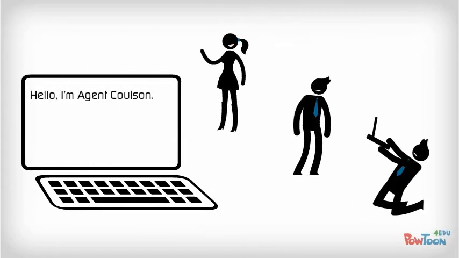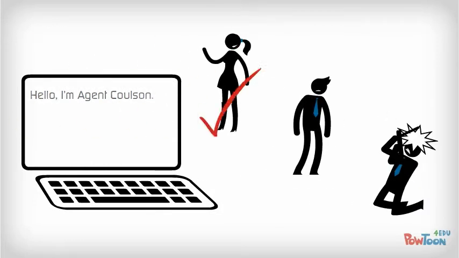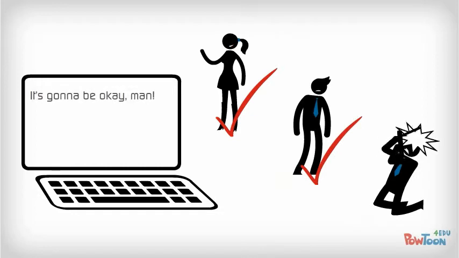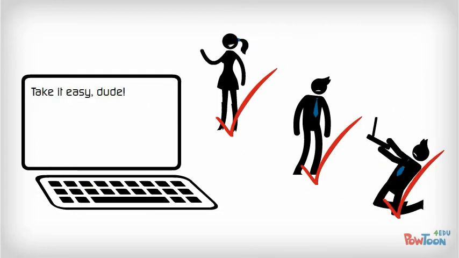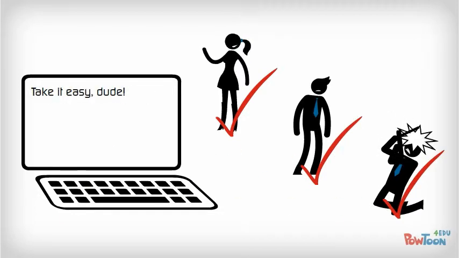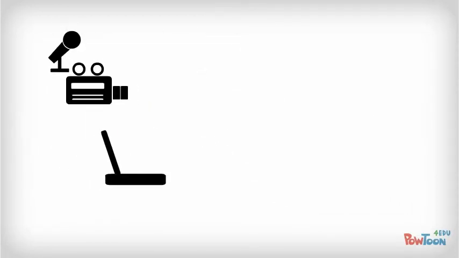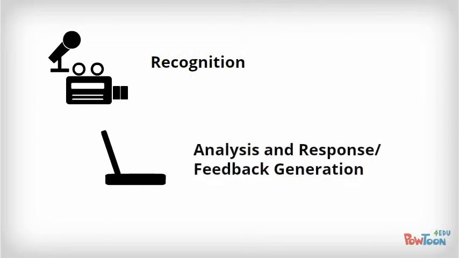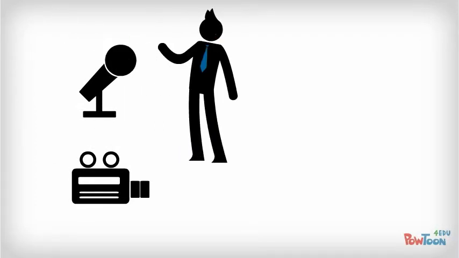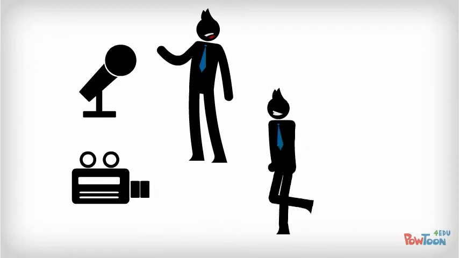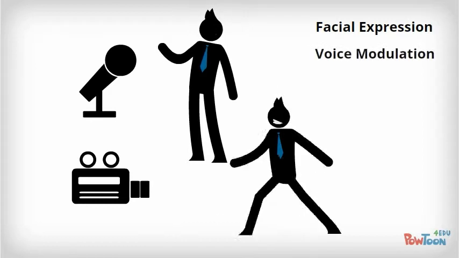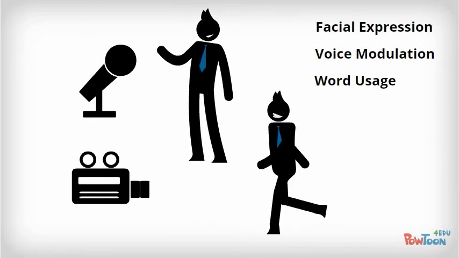In other words, we need to build a virtual agent that is able to understand what people talk about, capture people's expression, and interpret people's emotion, so that it can provide real-time response and effective feedback. The system should include two main components: the recognition module and the analysis and response feedback generation module. The recognition module identifies and collects vital data from the interviewee's verbal and nonverbal response to the interview questions. It tracks the interviewee's facial expressions, voice modulation, word usage, and several other data.